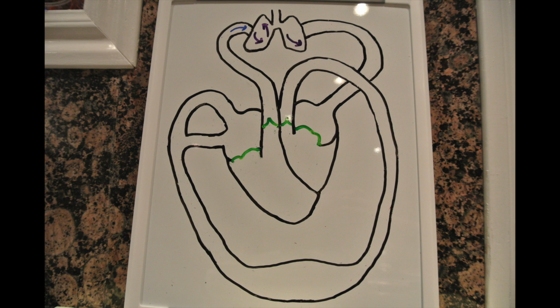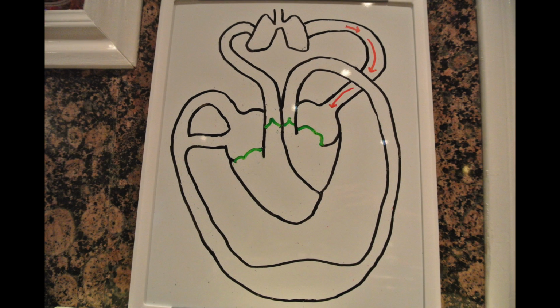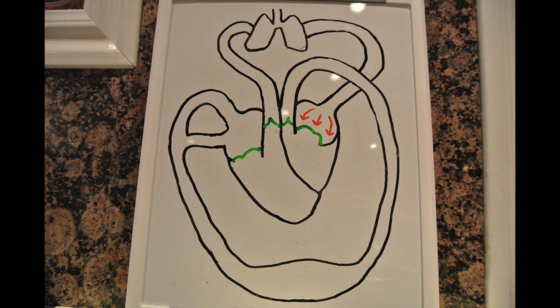The blood then travels to the lungs, where gas exchange occurs in the capillaries of the lungs, reoxygenating the blood. The oxygen-rich blood travels through the pulmonary veins into the left atrium of the heart.